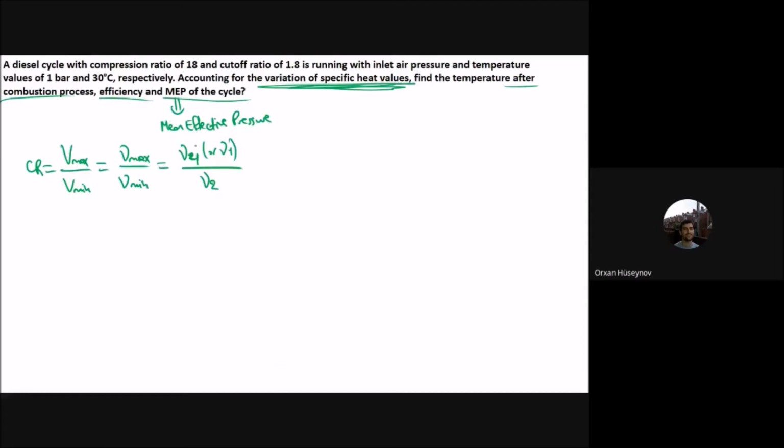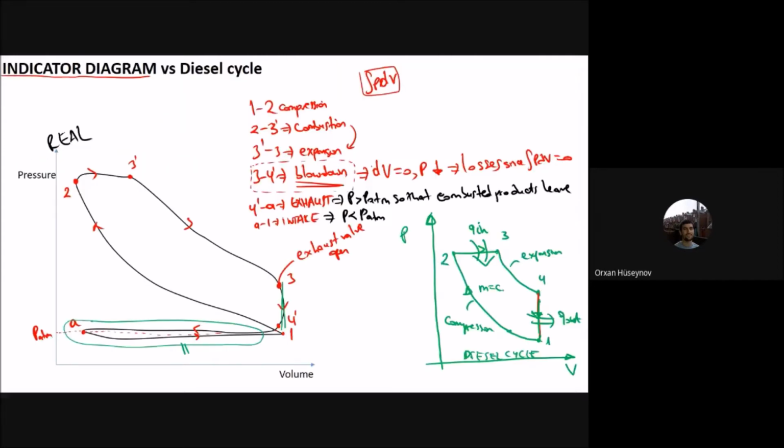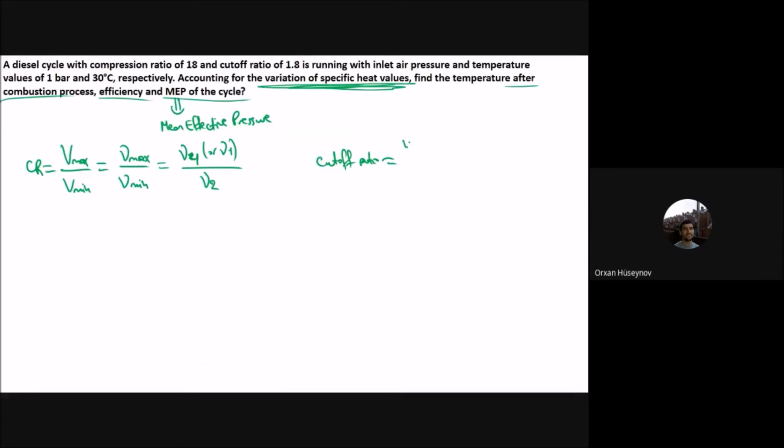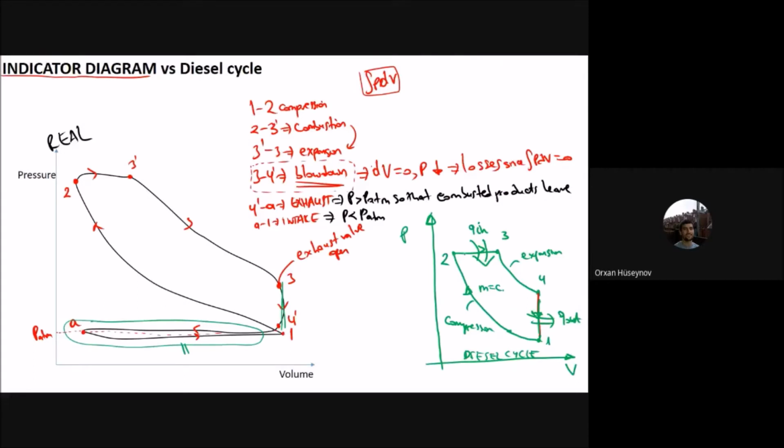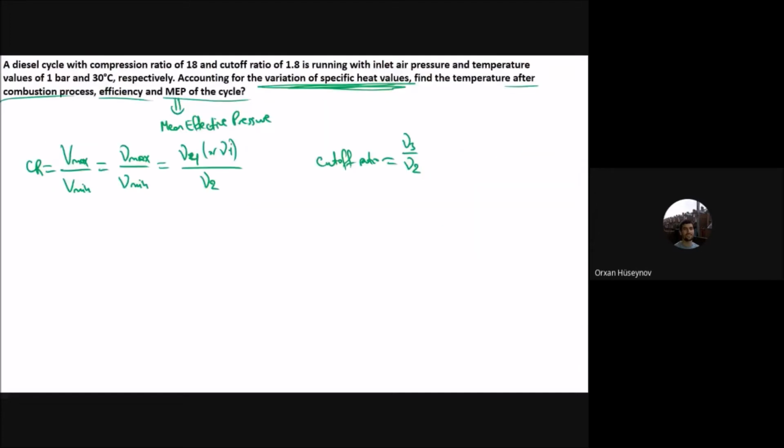This is the compression ratio, and you also have the cutoff ratio. This is also important. The cutoff ratio is the ratio between the point where the combustion process ends, which is 3, and the point where the combustion process starts, which is 2. You will have nu3 divided by nu2, which is the cutoff ratio. It shows the ratio of the work done between 2 and 3. So in our case, the compression ratio between 4 and 2 is 18, and the cutoff ratio between 3 and 2 is 1.8.